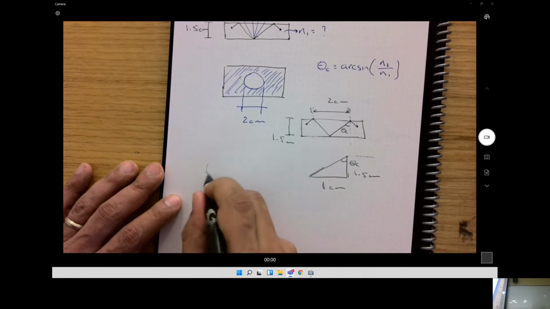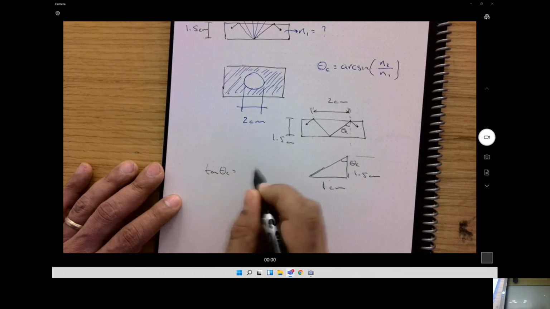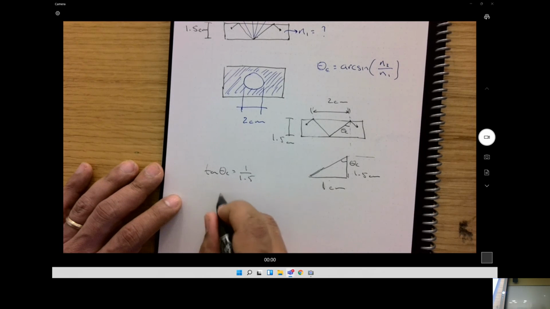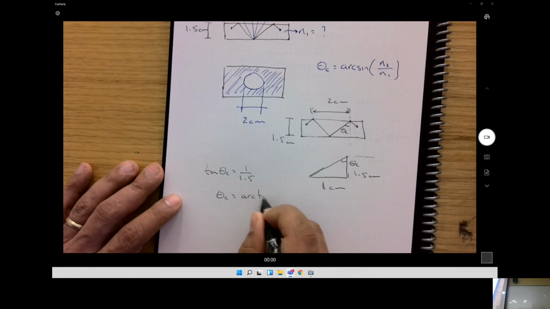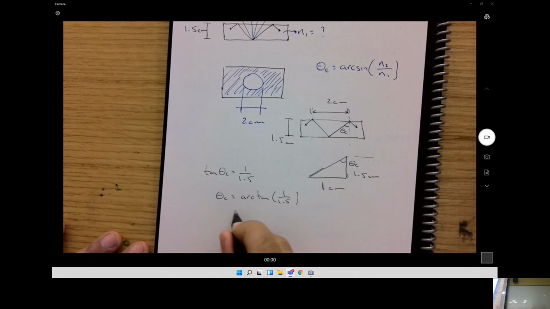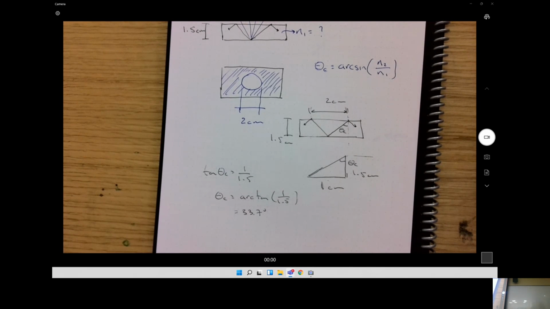Okay, so tangent of the critical angle will be opposite over adjacent, so that will be 1 over 1.5. So the critical angle is going to be the arctangent of 1 over 1.5. So you get 33 point something, 33.7 degrees. So that's the critical angle.